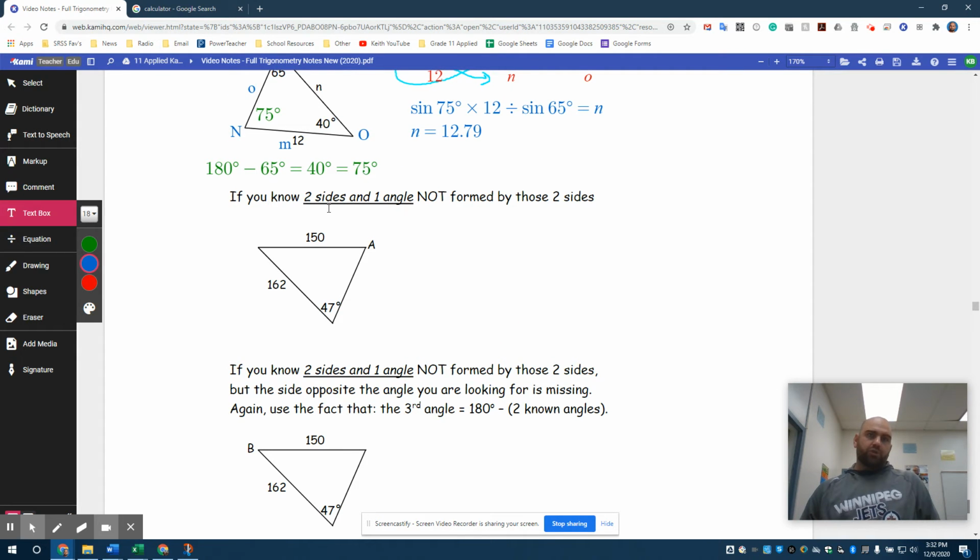Now, if we know two sides and one angle that's not formed by these two sides, in other words, we need to make sure that we have a common angle and side, very important that that is connected, we can then solve for that. So let's try this one here.